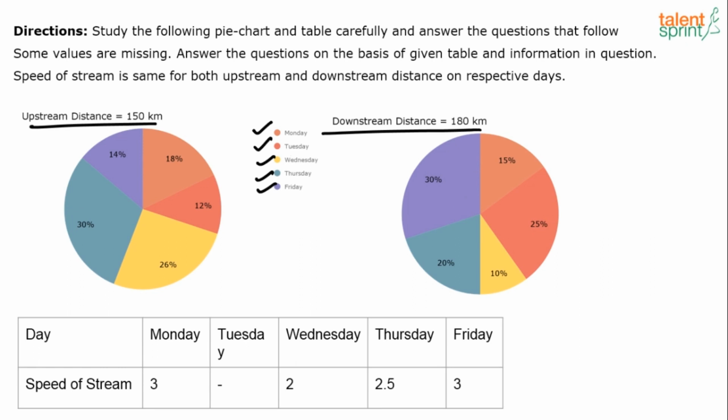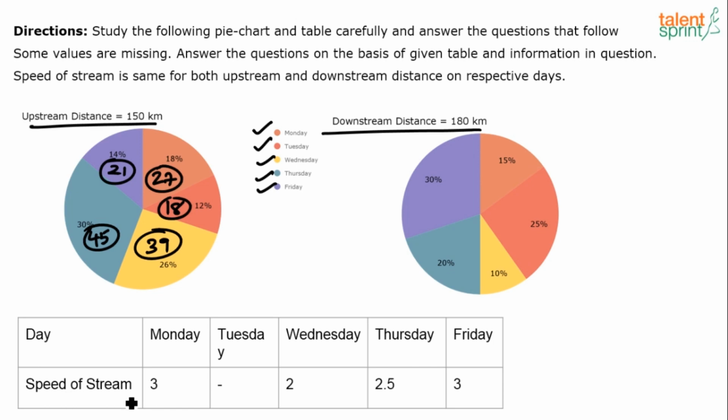Percentages have been given, you can do the calculation, and you have to be really quick in doing this calculation. Like for example, 18% of 150 would be 30 minus 3, 27 kilometers. 12% of 150 would be 18. 26% of 150 is what? It should be 39. 30 plus 9, 39. 30% of 150 is 45, very simple. And 14% is going to be 15 plus 6, 21. So these are the values, upstream distances on 5 days. Similarly, downstream distances on the 5 days can be calculated.